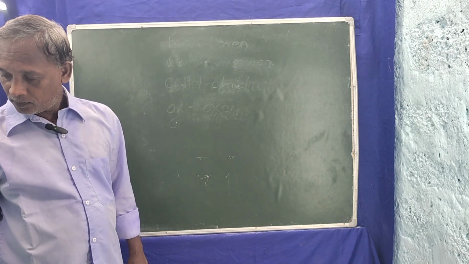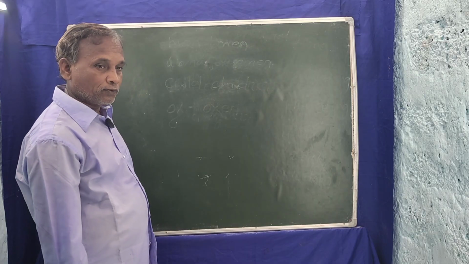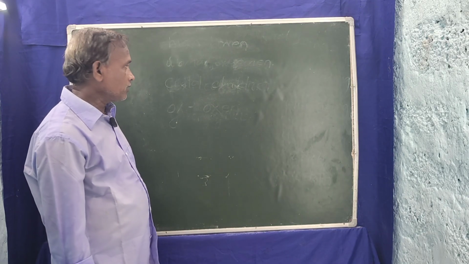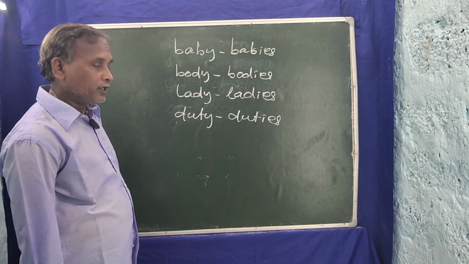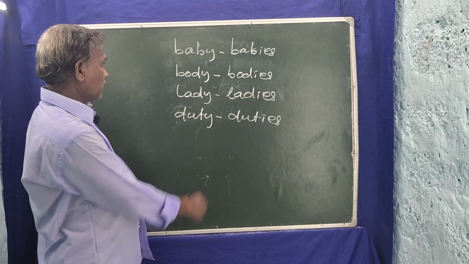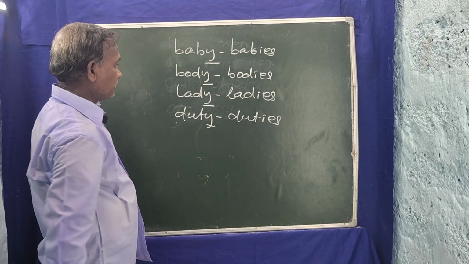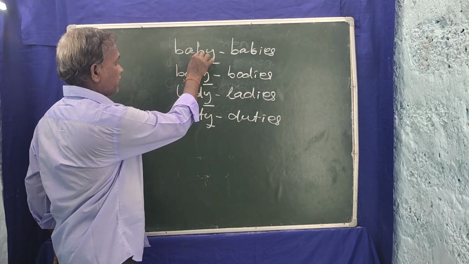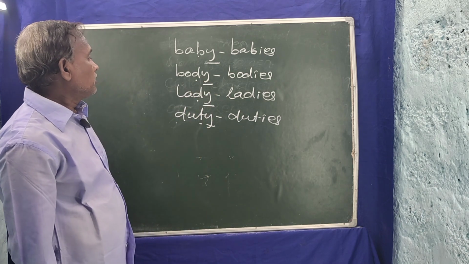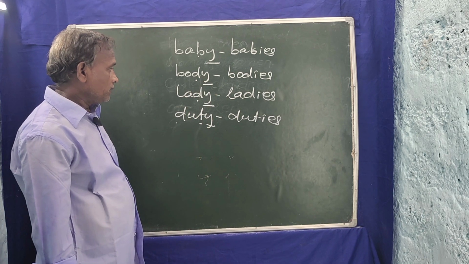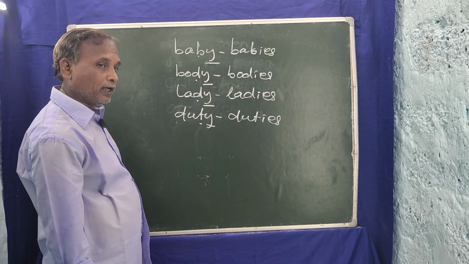Consonant before Y. The last letter is Y and there is a consonant letter before Y. Bodies, ladies, duties. The last letter is Y, but before Y there is a consonant: B, D, D, T. So the nouns are changed with IES replacing Y.